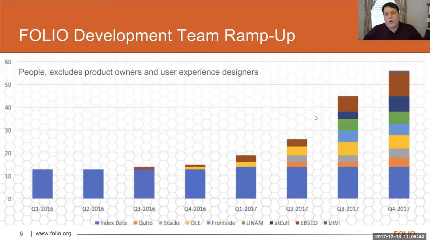Along with the growth of subject matter experts in the project, we've seen a steady growth of developers creating software for the Folio platform. This chart comes from Harry Kaplanian at EBSCO, and it shows the growth of the number of developers writing code. I don't expect this trend to slow down next year.